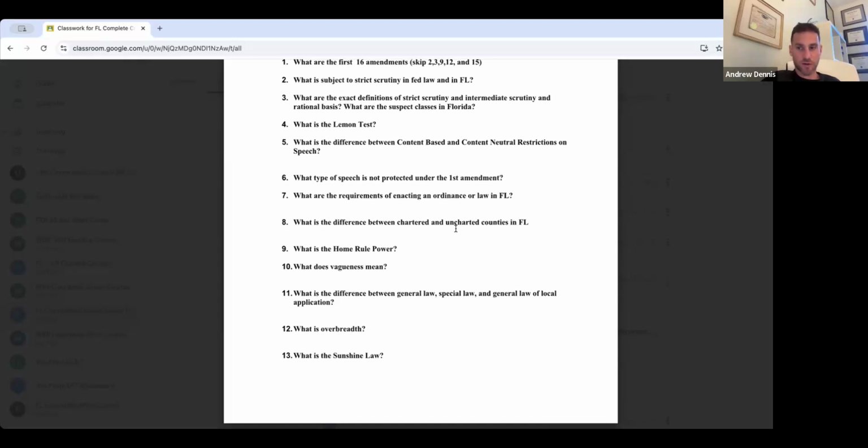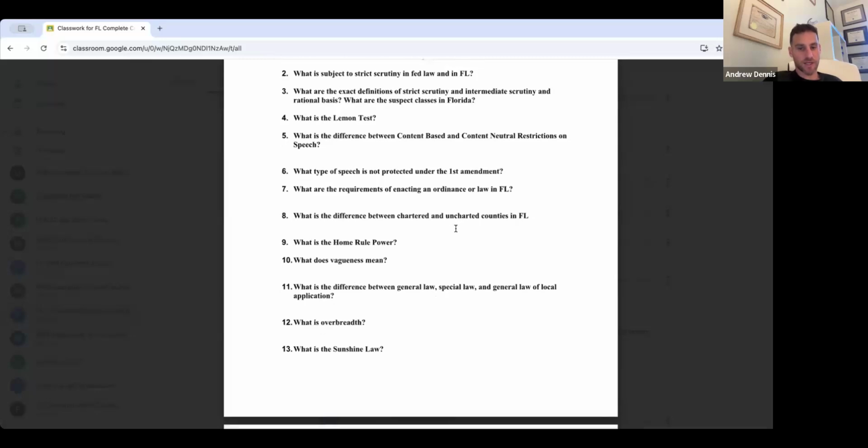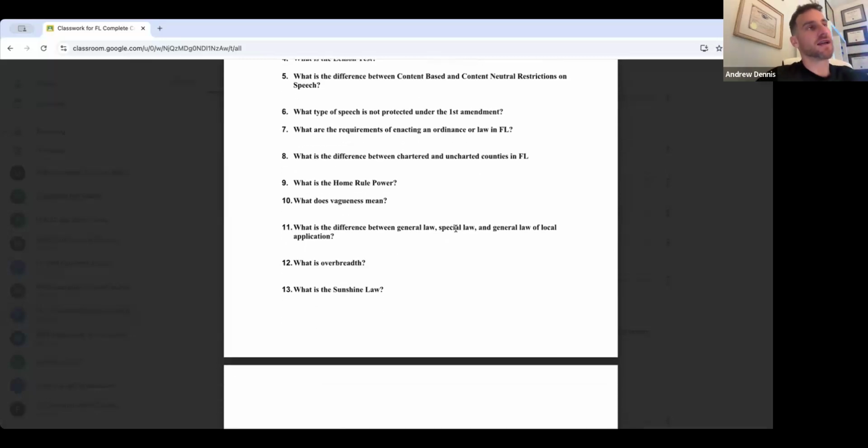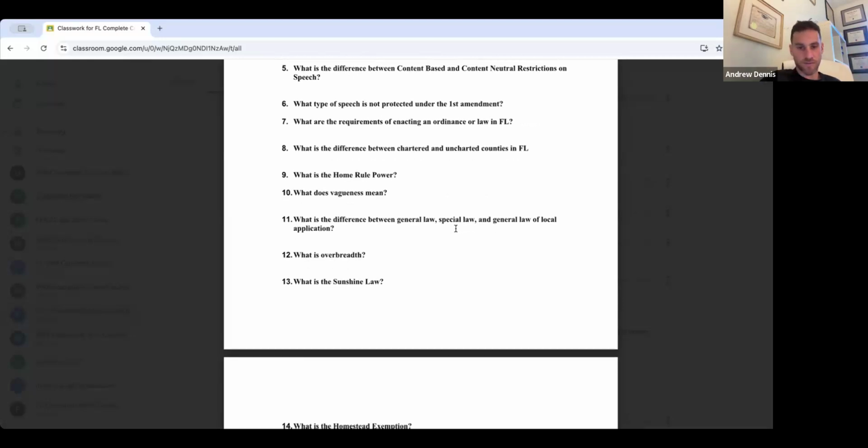What's the difference between general law, special law, general law of local application? So general law applies to the whole state uniformly. Special law applies to only certain counties or cities. And then a general law of local application applies based on population. A special law requires a referendum or a vote from the affected county, where general law of local application does not. Overbreadth means that it's punishing or restricting more than intended. So like if you intend to ban curse words in school and you say teachers cannot say any 4-letter words, that's very overbroad because door is a 4-letter word.